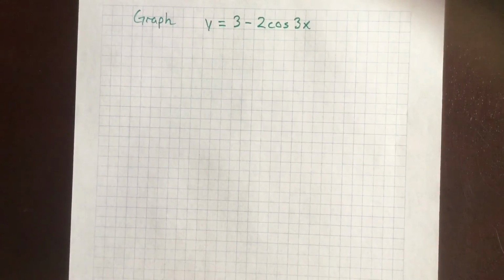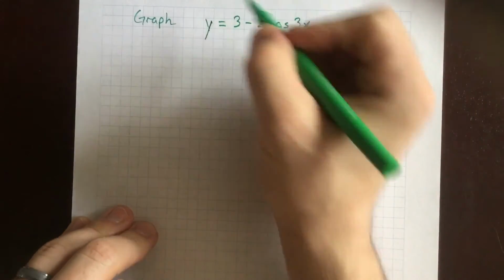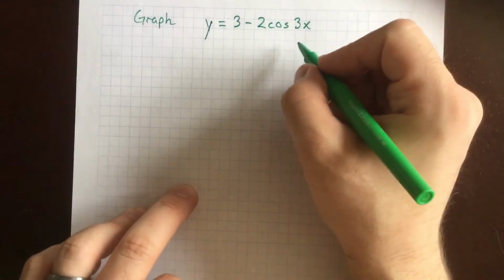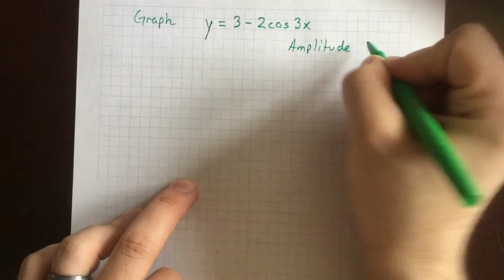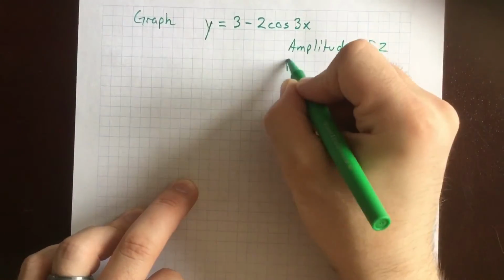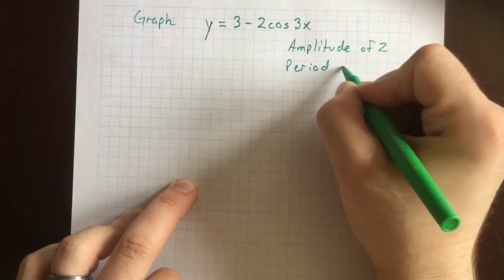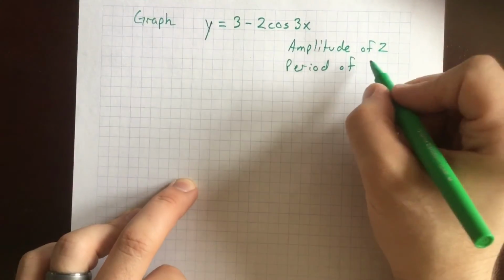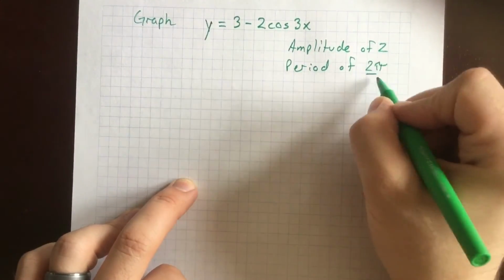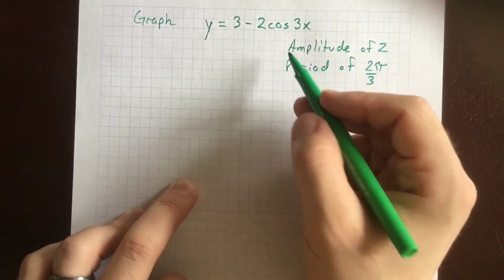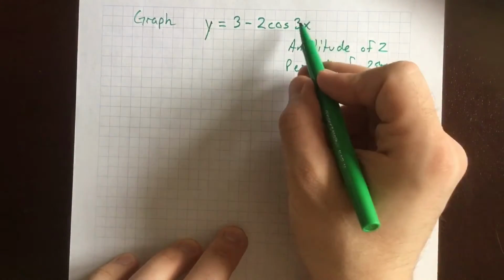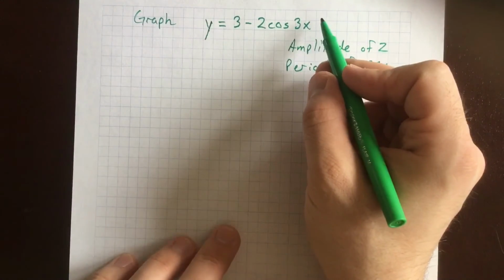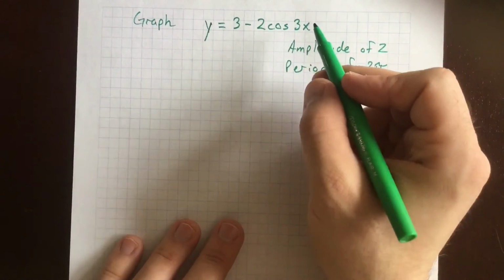So we have y equals 3 minus 2 cosine of 3x. So right away, amplitude of 2, period of, let's see, 2 pi divided by b, which is 3. So there's our period. Now, our period's 2 pi over 3, and I notice that there's no phase shift.